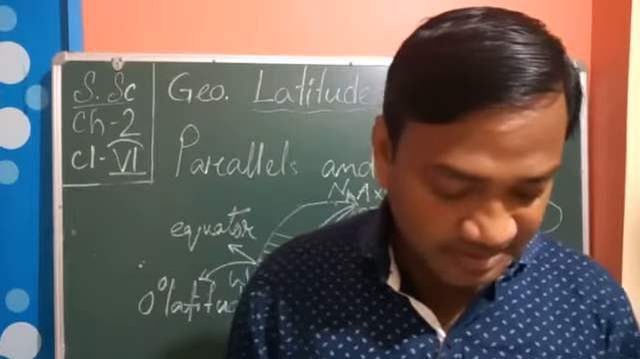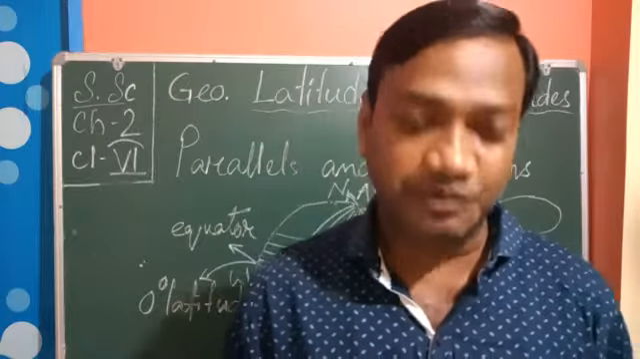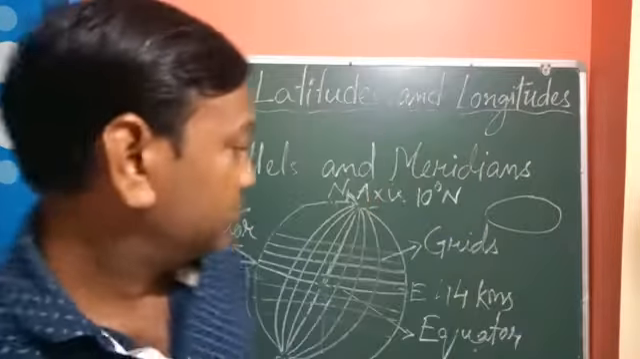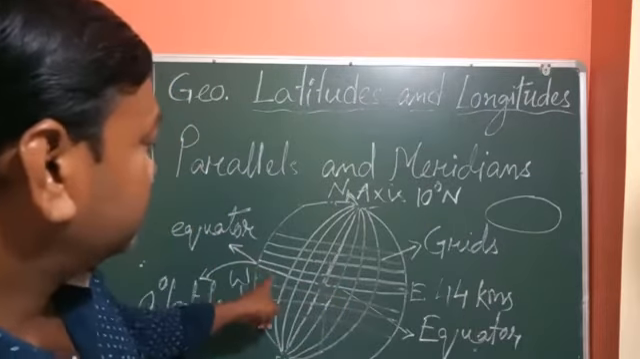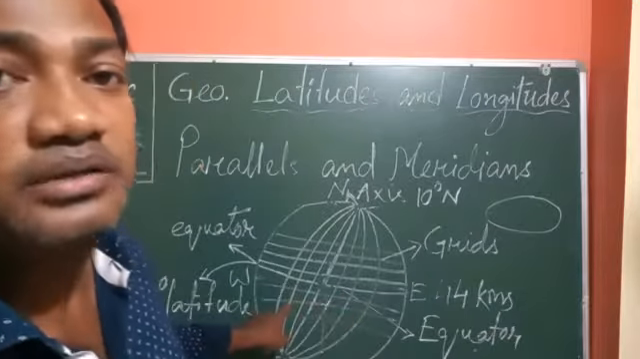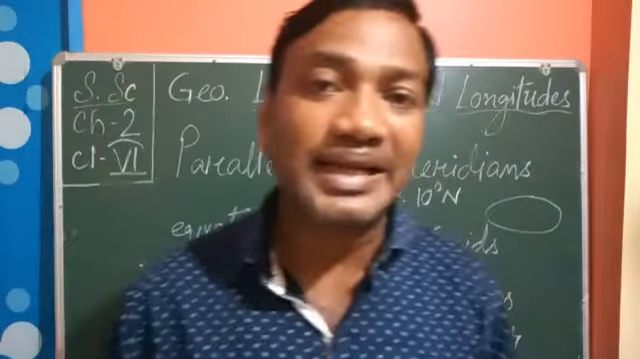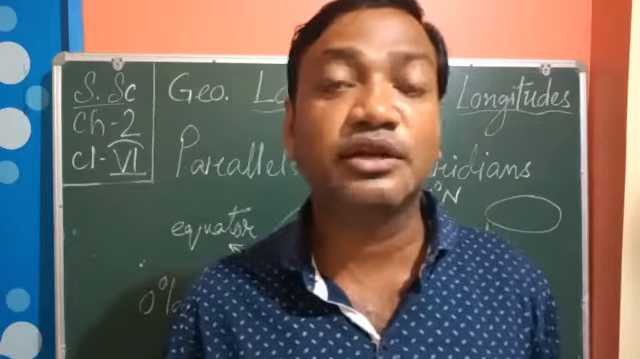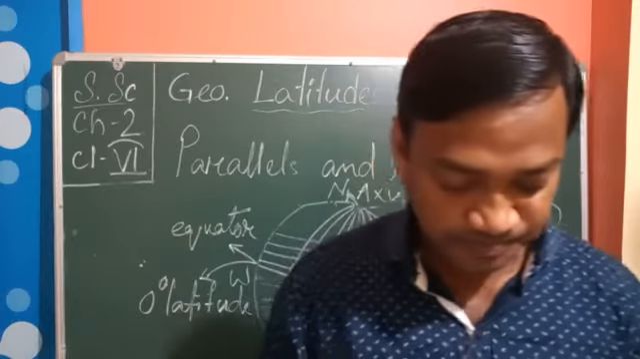The places near the equator are said to be in the low latitudes. That means the places which are just near the equator are called low latitudes. These places are in the low latitudes, just near the equator.